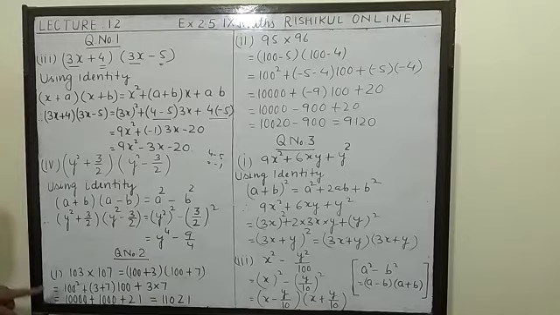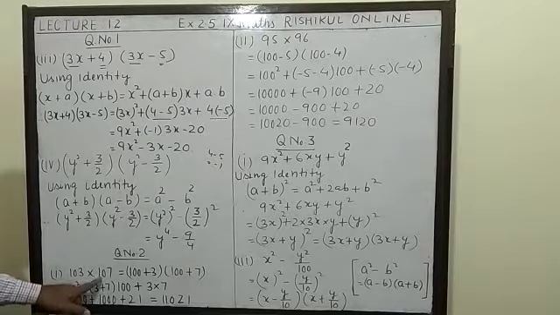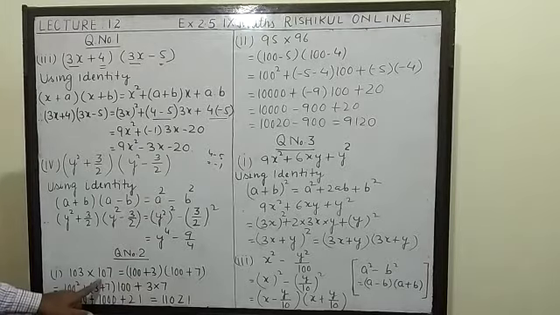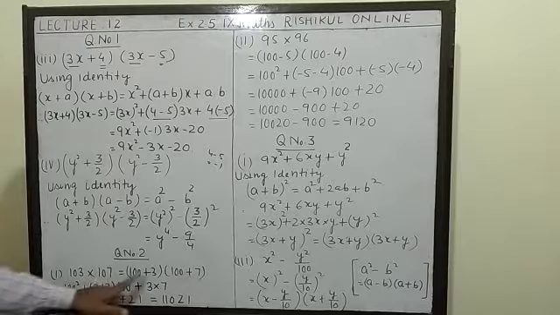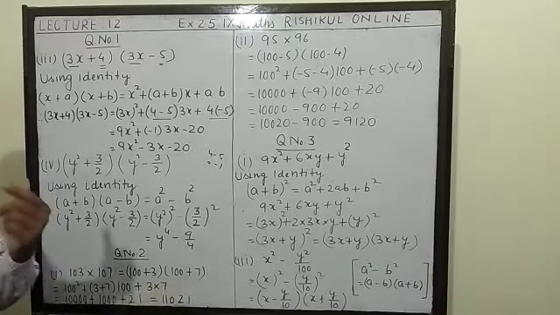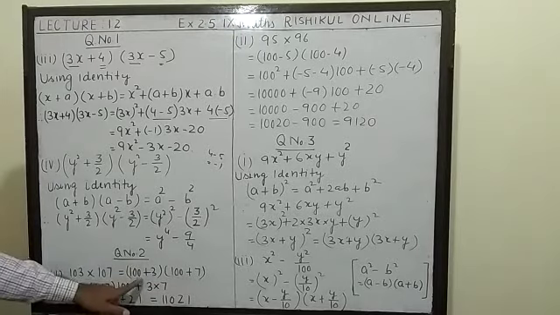Clear? Now question number 2 is: evaluate the following product without multiplying directly. You use a suitable identity. This is 103 into 107. 103 you can write 100 plus 3, and 107 you can write 100 plus 7, because it is near to 100.